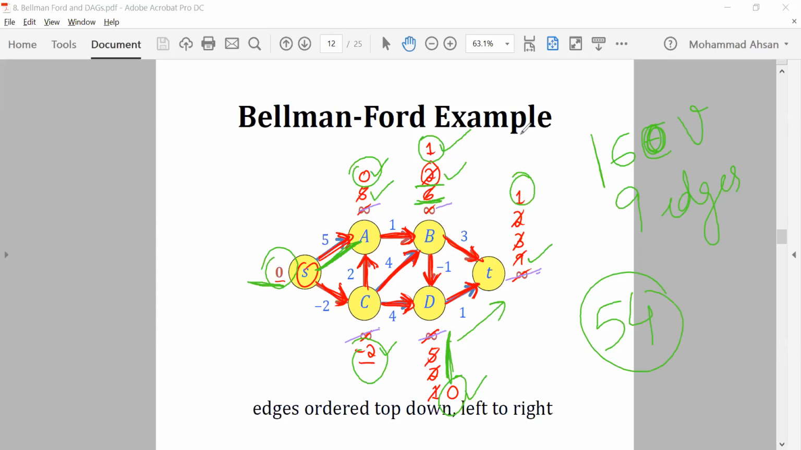So how many times will you do that? You'll do that 6 times, or let's say I took the AB edge first time. So B had some value based on the value of A. Once the value of A changes, it will get reflected on the value of B as well. So you have to do it exhaustively.